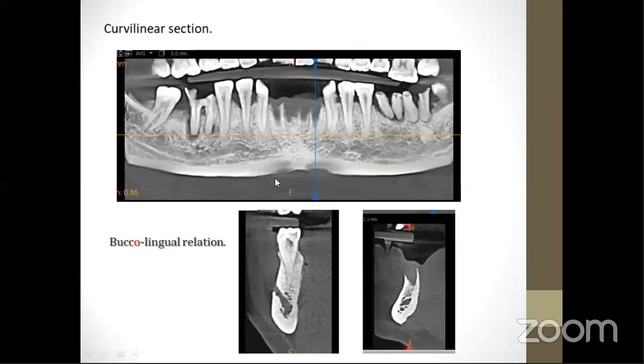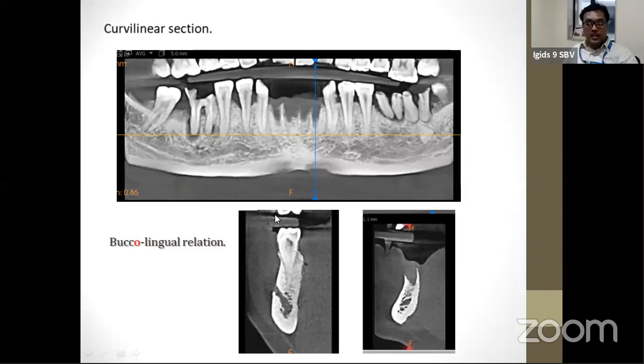Right? Now take a look at this image. It's the same image, the same patient. Take a look at this buccolingual relation. Now this is the mental foramen exiting the canal. You see the break in the cortex here. So the mental foramen is exiting here. So the canal is going to exit at this point. Once again, this image characteristic is not a possibility with your conventional radiographs. So this is a golden point to score with the CBCT.